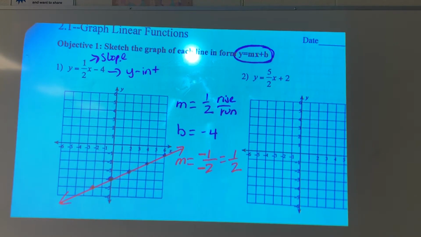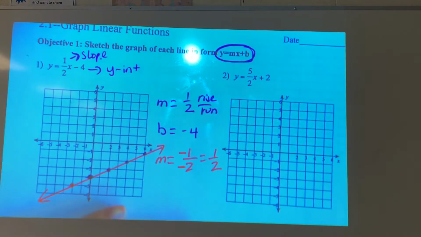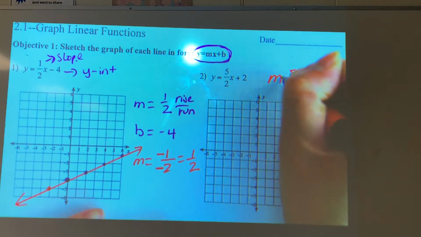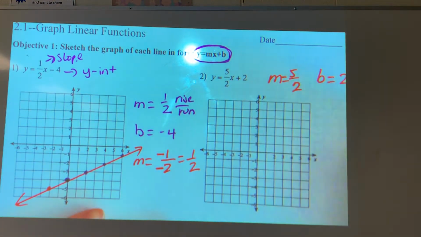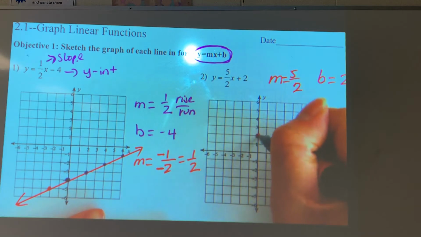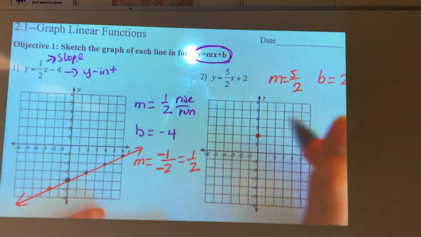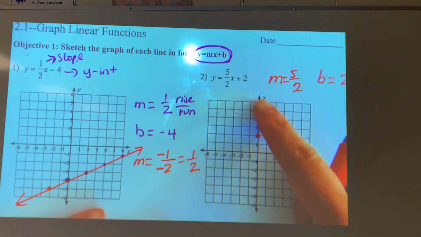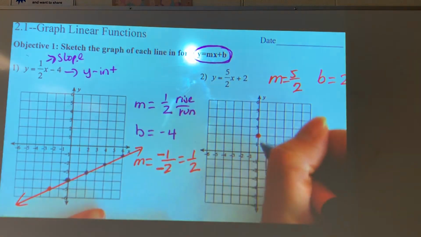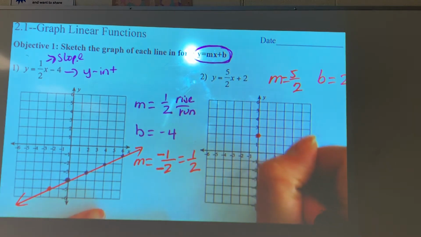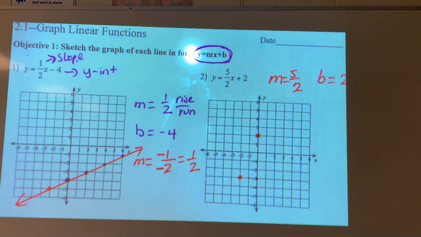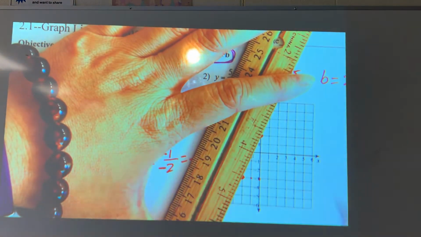Okay, let's do one more. I'm looking at number 2. My slope is 5/2, y-intercept is 2. So again, I'm starting with 2. The slope is 5/2, so I can go up 5, right 2. Again, like I said, sometimes we don't have enough space to go up. Then we can go down 5, but instead of going to the right, we go to the left 2. Connect the dots.